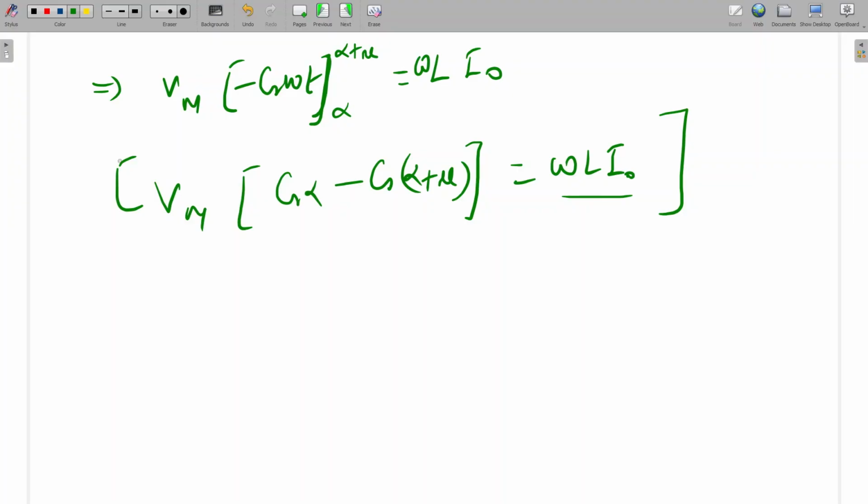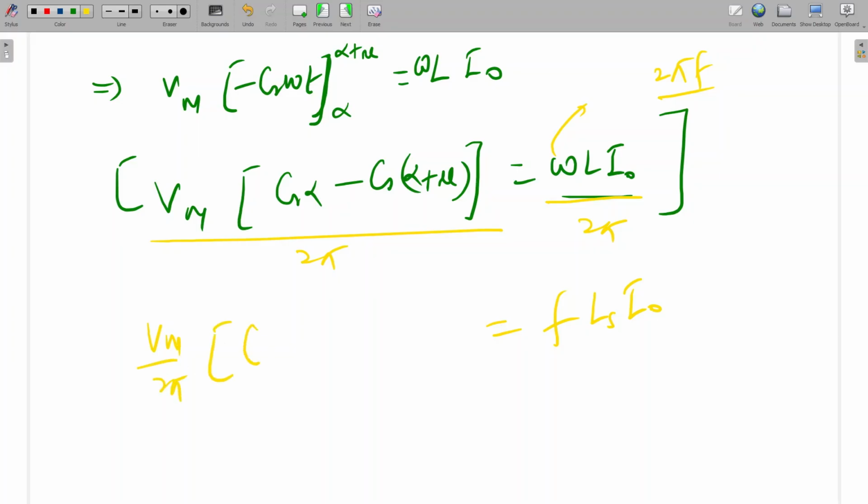Clear, sir. Okay, so on both sides I am going to divide by 2 pi. Here also 2 pi, since here omega is 2 pi f. So that will be f L I naught on this side. And what will be the right hand side? This will be Vm upon 2 pi, cos alpha minus cos alpha plus mu.